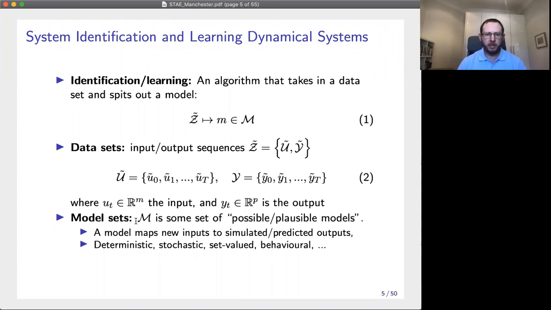Roughly speaking, a model should be something that maps new inputs to simulated or predicted outputs. But there are many different things which one might call a model. It could be deterministic, could be stochastic, it could be set valued, could be a behavioral model. There are many different types of dynamic models one might have. In this talk, I'm going to keep things as simple as possible, and we're just going to look at deterministic models.